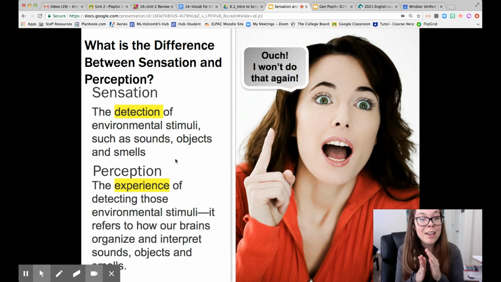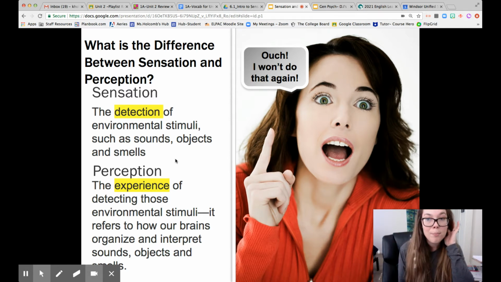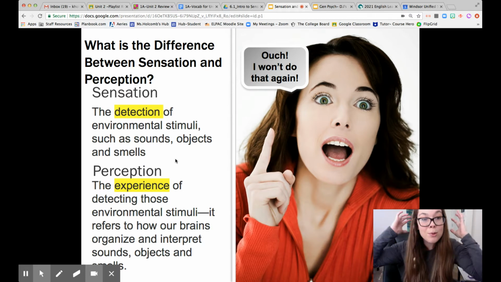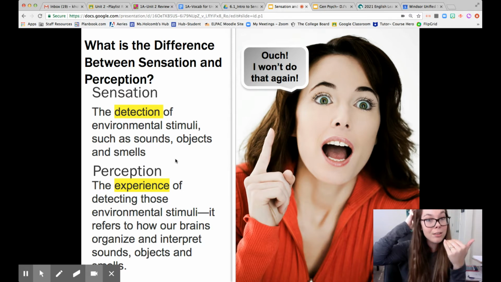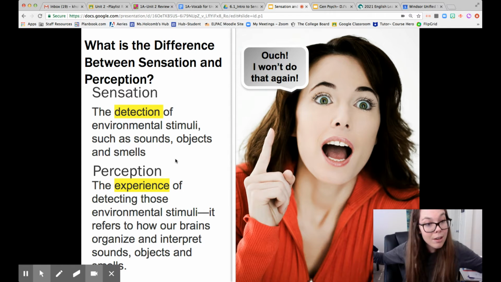So perception is the experience of detecting those environmental stimuli. It refers to how our brain organizes and interprets the sound, objects, and smells. So for example, I might walk into a house that smells like oatmeal cookies, right? And that's my sensation. But my perception of oatmeal cookies could be, oh, it reminds me of grandma's house, right? So I'm using my own experiences of what I smell to interpret what I'm smelling and connecting it to other things. So again, sensation is the actual detection of the environment stimuli around us, so anything that triggers our environment.